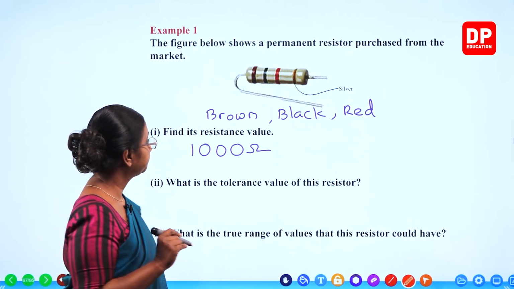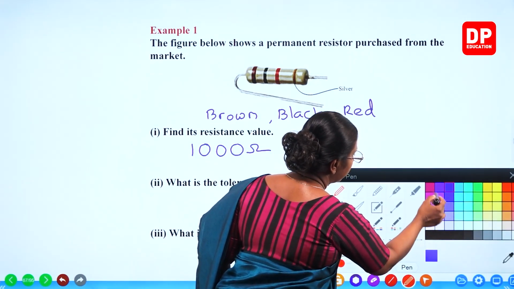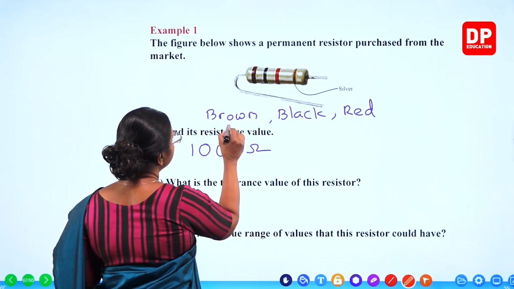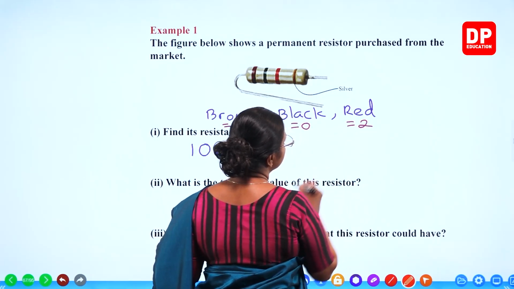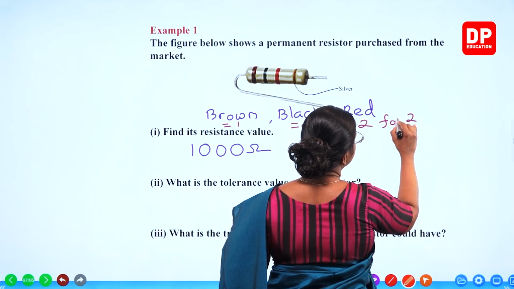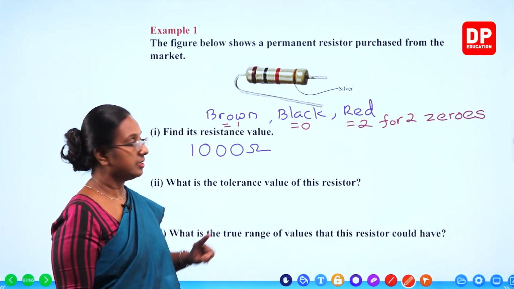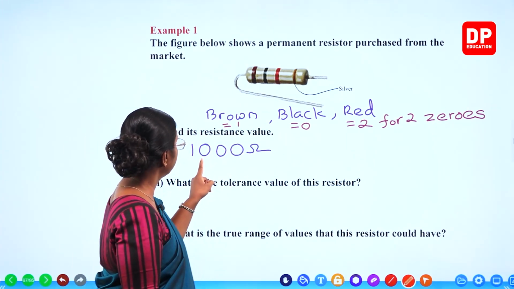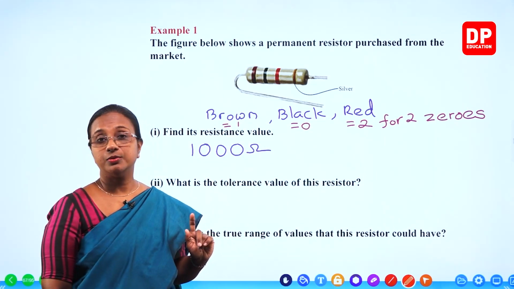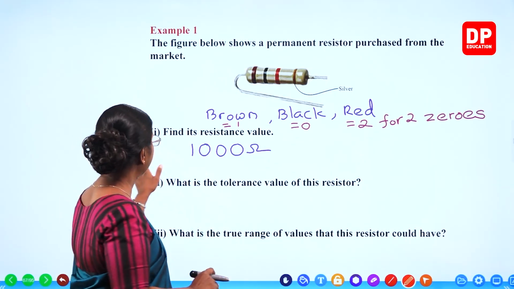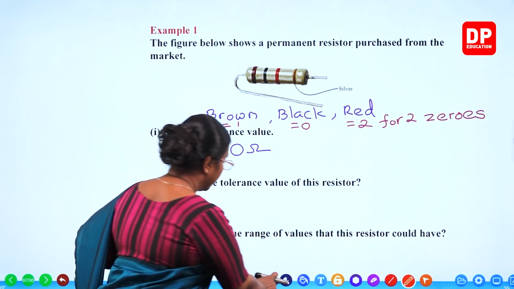Is that clear to you all? So if you are not sure, what you can do is, you can write the values. Now brown equals 1, black equals 0 and red equals 2, for 2 zeros. So then you can write it. Brown 1, black 0, you put the 0. Red 2 for 2 zeros. So you put the 2 zeros there. Is that clear? So we have found the resistance value. You have to write the unit ohms.